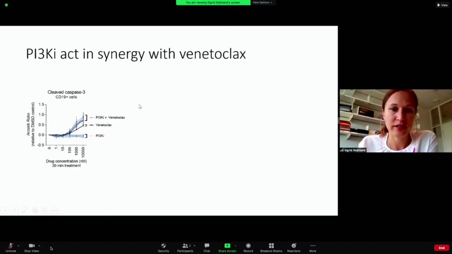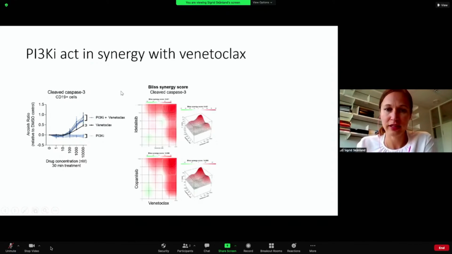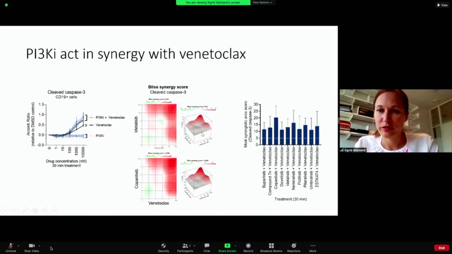So to see if this effect was synergistic, we analyzed this data with the online tool called Synergy Finder, developed by Tero Aittokallio and his team. And with this tool, we can get the full response matrix as shown here. So this axis shows, again, different drug concentrations. And the red areas indicate synergy. And when we quantified this, we could see that for all the combinations between venetoclax and the 10 different PI3 kinase inhibitors, we could find synergy.